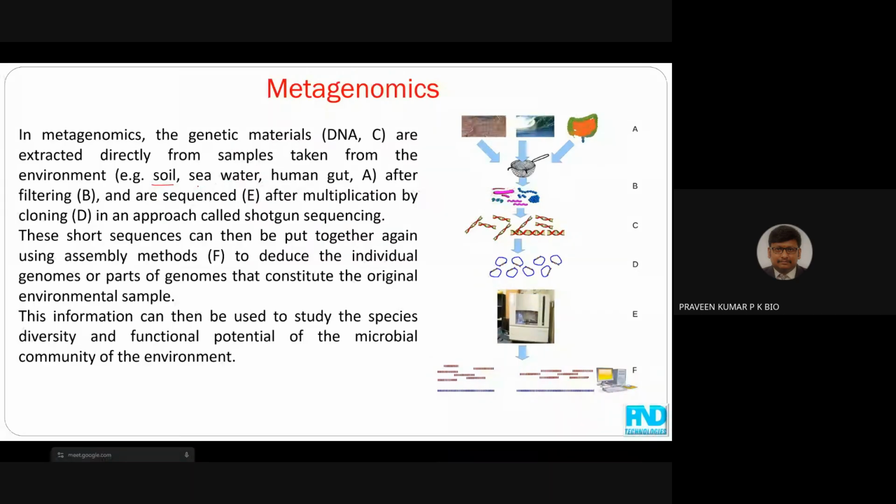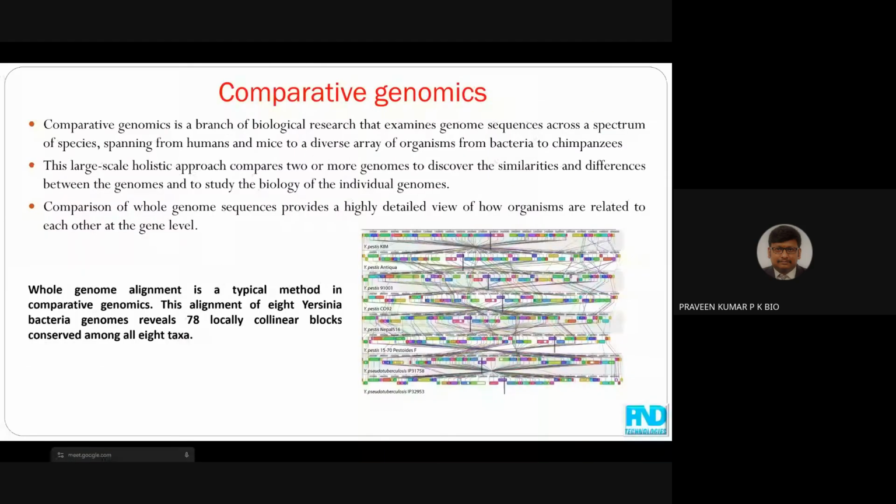We also study with respect to the environment. That I've also given. So if you study the particular soil bacteria, the seawater, the human gut, these are all considered environmental factors. So the study of these specific examples is what we call metagenomics.